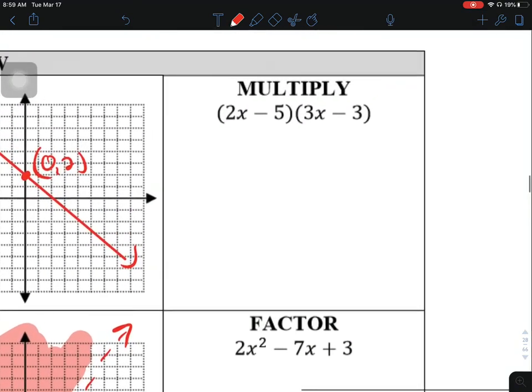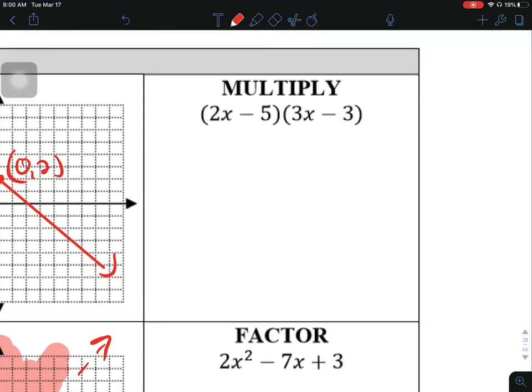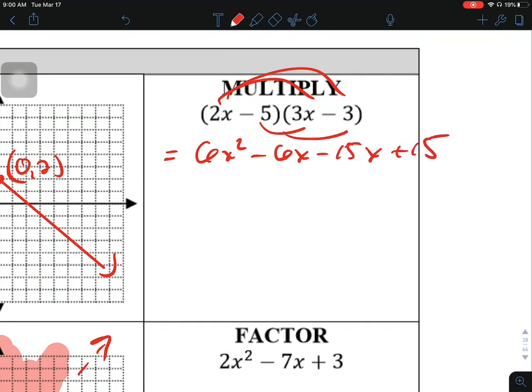Last 2 problems was to multiply this out. So 2x times 3x is 6x squared. 2x times minus 3 is a minus 6x. Negative 5 times 3x is negative 15x. Negative 5 times negative 3 is a positive 15. Combine like terms, we get 6x squared minus 21x plus 15.